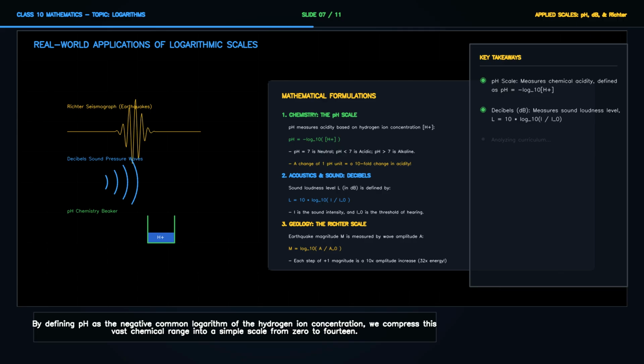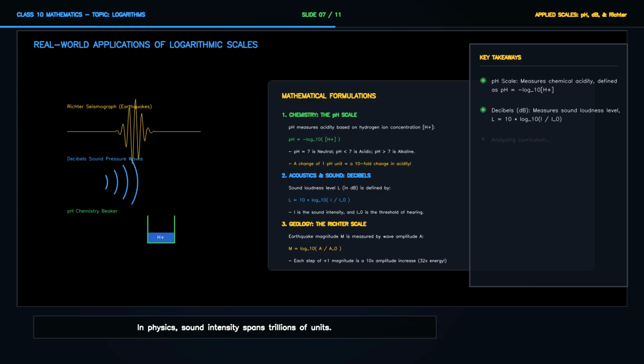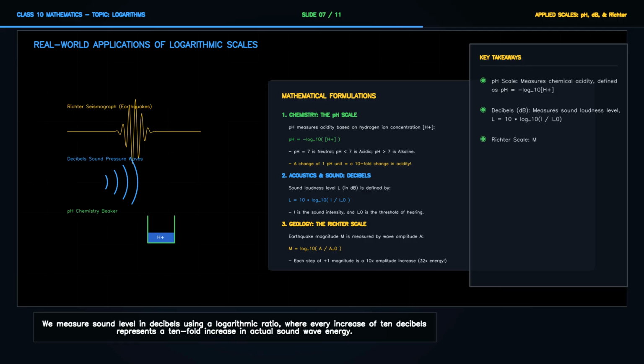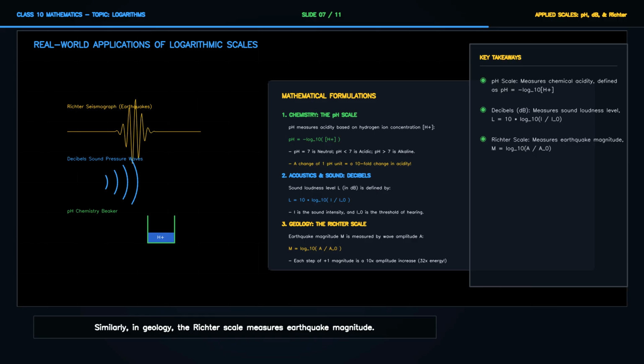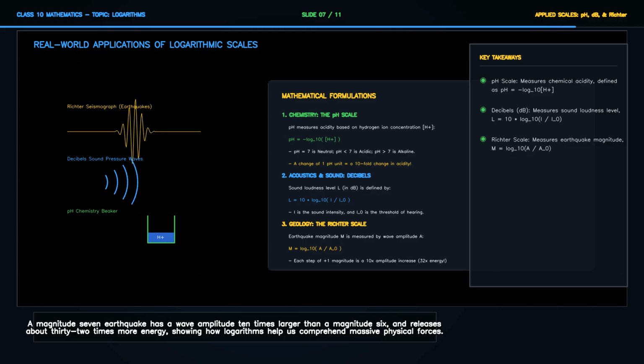In physics, sound intensity spans trillions of units. We measure sound level in decibels using a logarithmic ratio, where every increase of 10 decibels represents a tenfold increase in actual sound wave energy. Similarly, in geology, the Richter scale measures earthquake magnitude. A magnitude 7 earthquake has a wave amplitude 10 times larger than a magnitude 6, and releases about 32 times more energy, showing how logarithms help us comprehend massive physical forces.